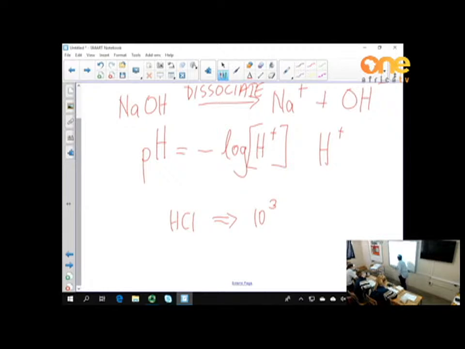Well, HCl, if I have this concentration, it's going to break up and it's going to form hydrogen ions and chloride ions. Yes?